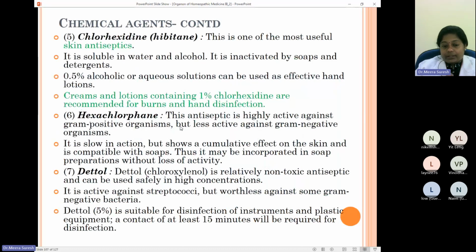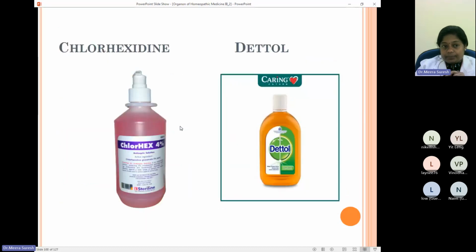And we have the very common Dettol, or chloroxylenol, which is a relatively non-toxic antiseptic and can be used safely in high concentration. It is active against streptococci but worthless against some gram-negative bacteria. Dettol at 5% is suitable for disinfection of instruments and plastic equipment. A contact of at least 15 minutes will be required for disinfection.